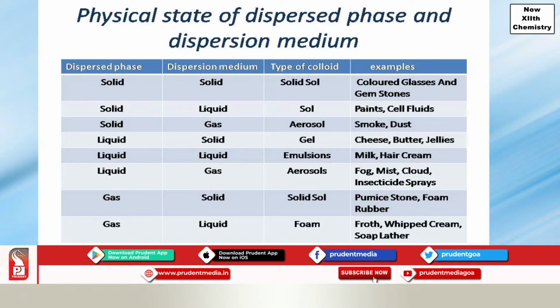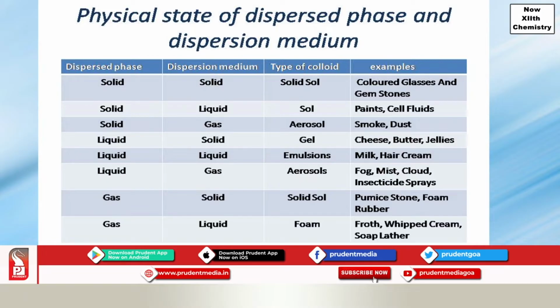Then we have solid dispersed phase and liquid dispersion medium. This is called solid in liquid type of colloidal system. It is called sol, and examples are paints and soles. Solid in gas type is termed as aerosol. Examples are smoke and dust. So smoke and dust is nothing but a colloidal system.